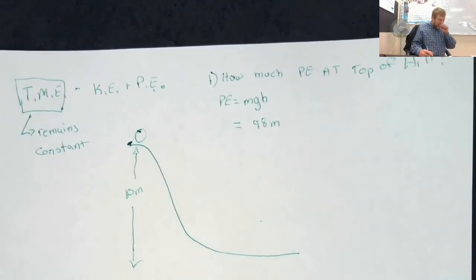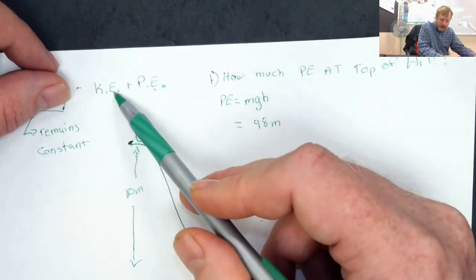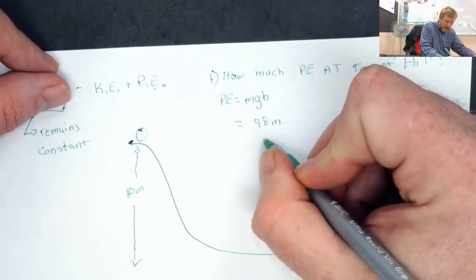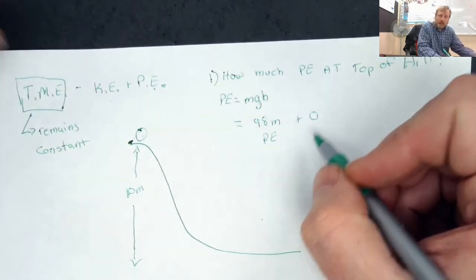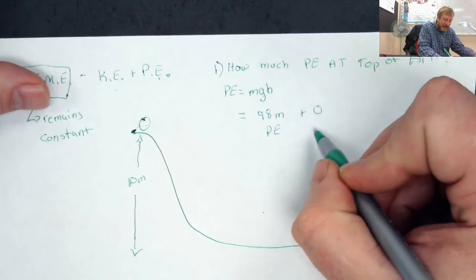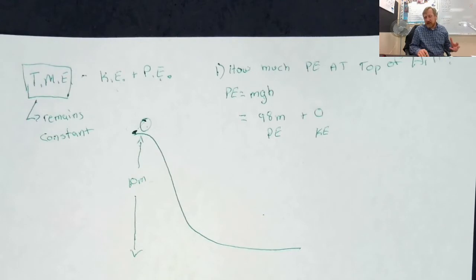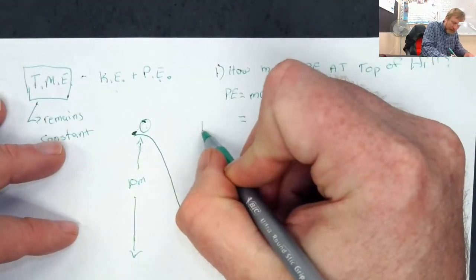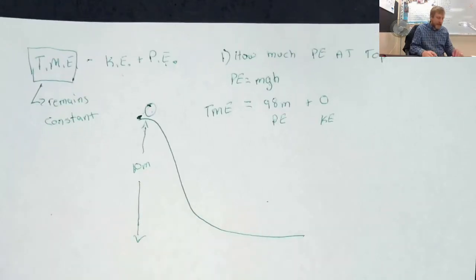Then at the top of the hill, we can also ask how much kinetic energy is there. We're going to assume this thing starts at rest. I didn't specify it in the problem, but I will now. So this object starts at rest, and the kinetic energy would be 0. Remember, kinetic energy is 1/2 mv squared, and if v is 0, then kinetic energy is 0. So here the total mechanical energy equals 98 times the mass.